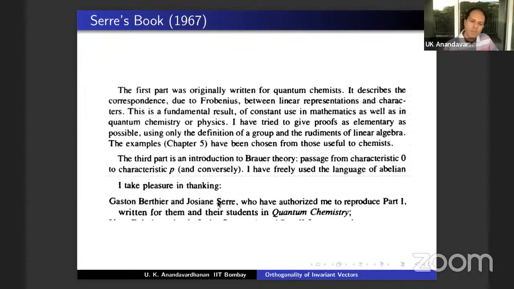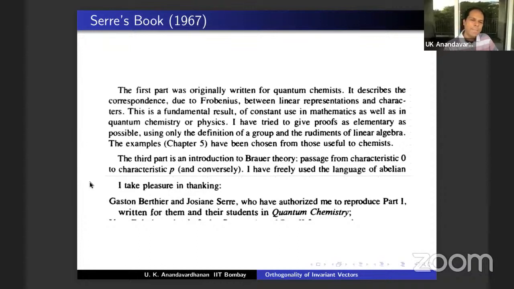So Mrs. Sayre, Josiane Sayre, is a well-known chemist, quantum chemist. And so he wrote the first part of this book as lecture notes to his wife's students in quantum chemistry. And then he thanks her and one of her colleagues for authorizing him to reproduce part 1 as part of this book.